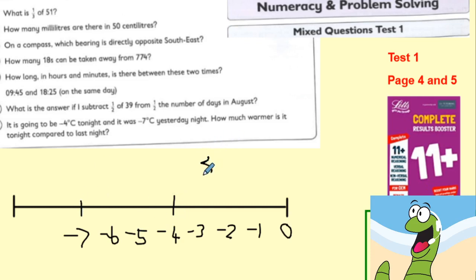Now it's not -3. It wouldn't be -3. Think about why not. Because if I was doing -3, I would be getting colder again. I'd be going -7, -8, -9, -10, and that's getting colder. It's actually getting warmer. So it's +3 degrees, which is why it's 3 Celsius.